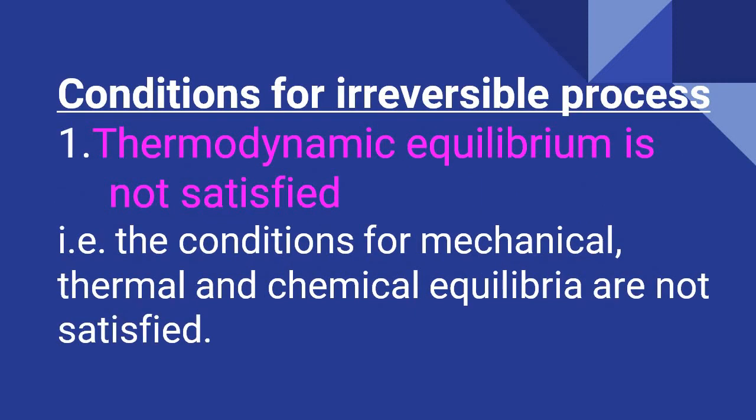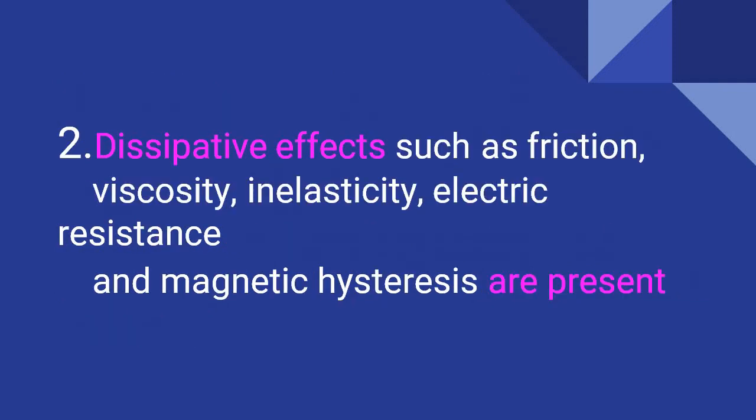And now, conditions for an irreversible process. Where the conditions for a reversible process should be satisfied, here they should not be. That's the simplest one. So thermodynamic equilibrium is not satisfied, whereas for a reversible process it should be. That is, the conditions for mechanical, thermal and chemical equilibria are not satisfied, and dissipative effects such as friction, viscosity, inelasticity, electric resistance and magnetic hysteresis are present.